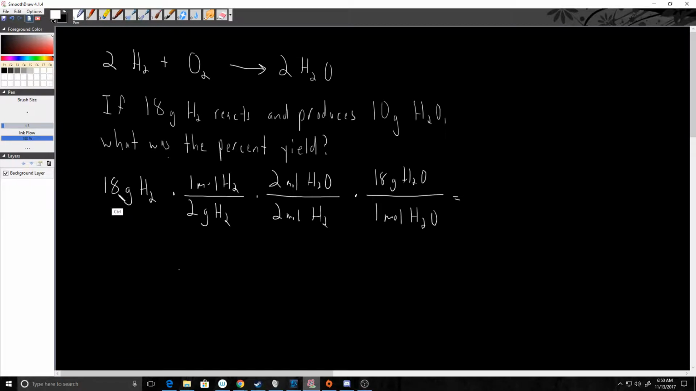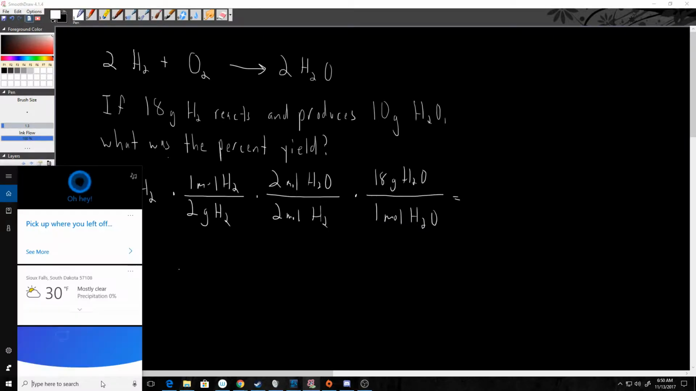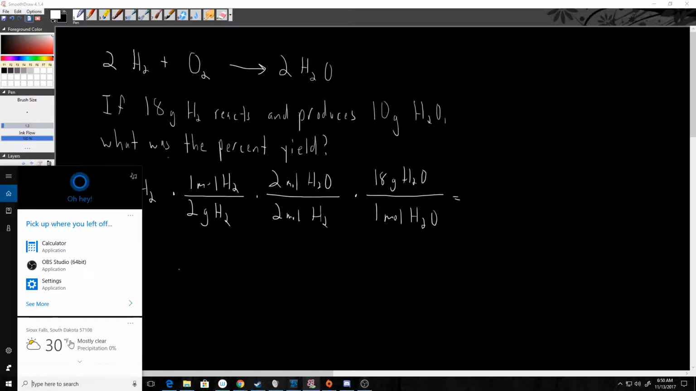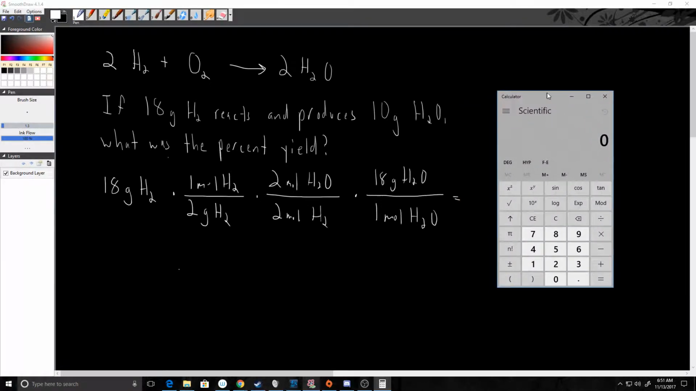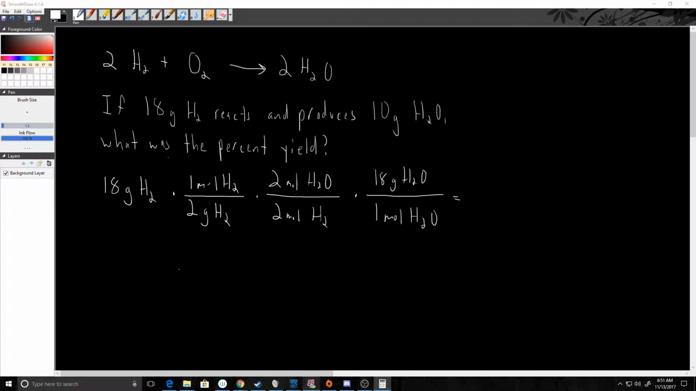So now I've got 18, times the numbers on top, divided by the bottom, ignoring 1. So 18 divided by 2, that's 9. These two cancel, so I've got 9 times 18. Let me get a calculator out. All right, let's start at the beginning: 18 divided by 2 times 18. All right, 162 grams of H2O is what I should have made.